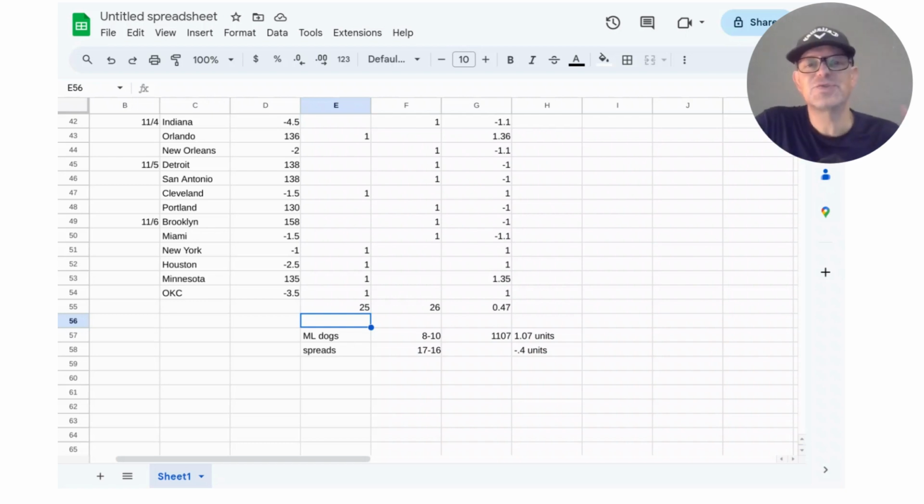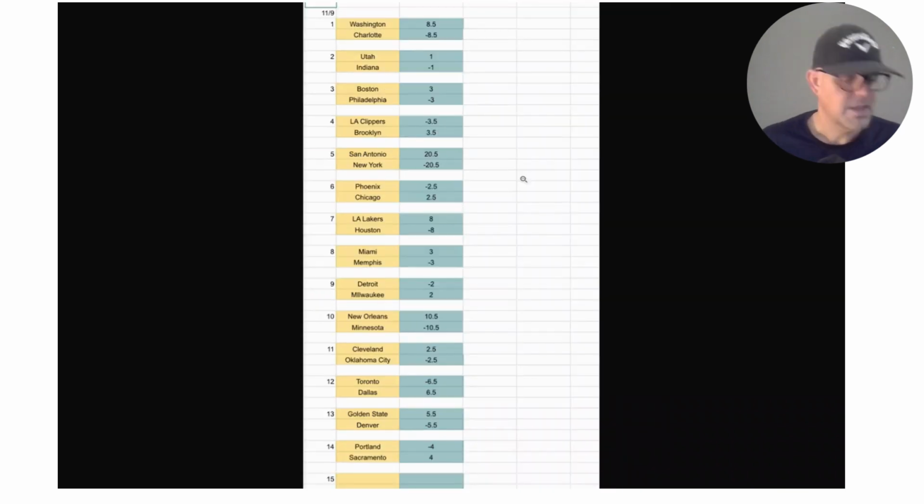Now, this is another important point. I am not saying do not play away teams, because I'm going to give you a really good example from yesterday when we look at this. So first off, let's look at my lines from yesterday. And we'll kind of go through these. Let me pull this up.